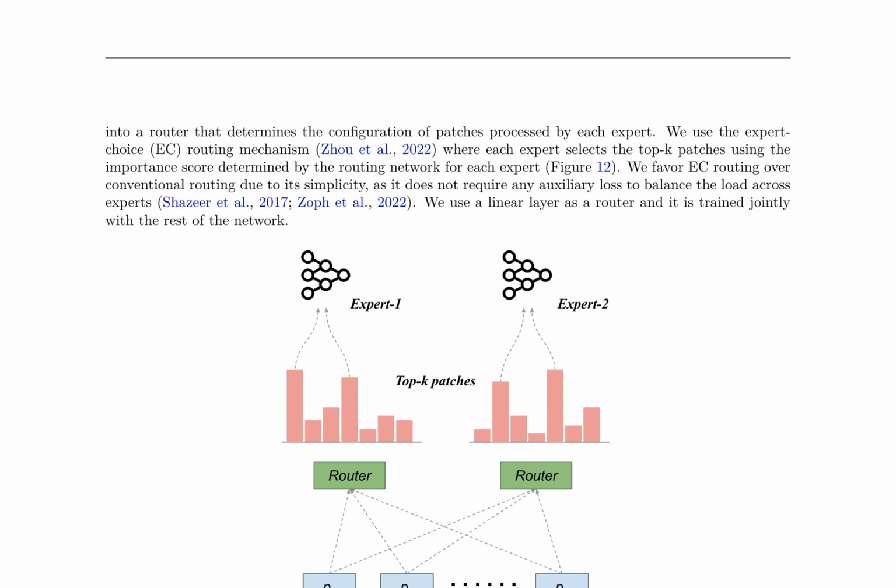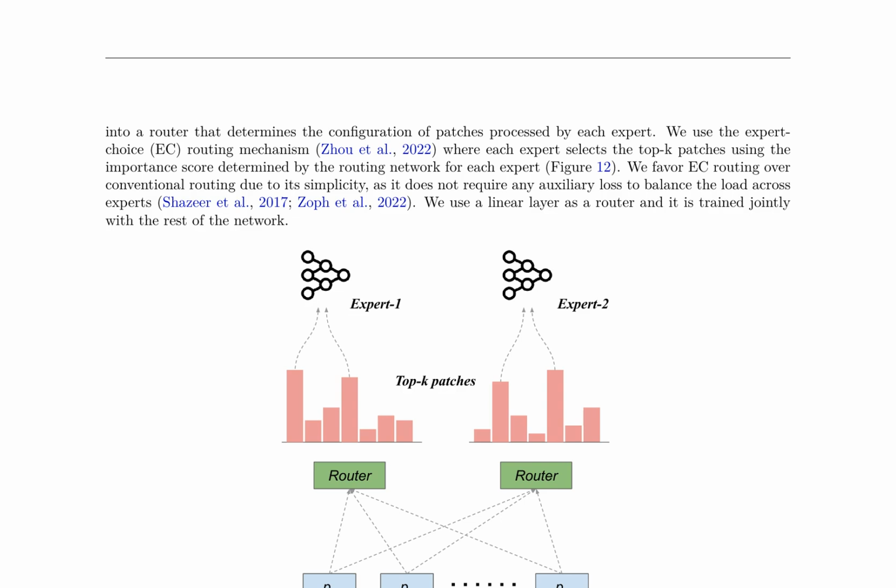10^-4. The proposed mixture of experts (MoE) architecture utilizes an expert choice (EC) routing mechanism, where each expert selects the top patches using the importance score determined by the routing network. This approach is favored over conventional routing due to its simplicity, eliminating the need for auxiliary loss to balance the load across experts.